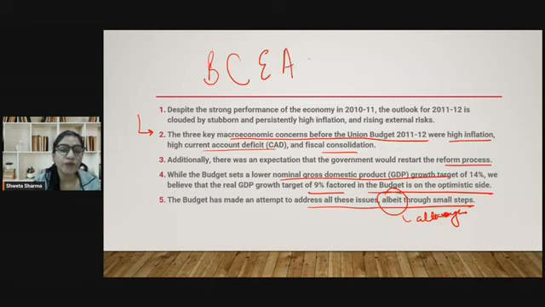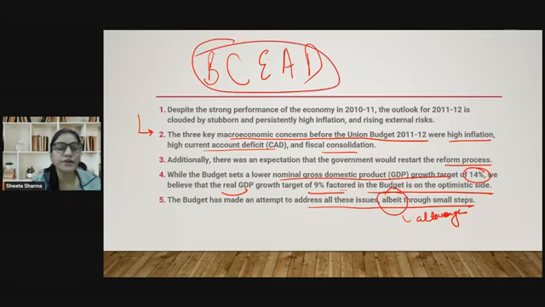So we have A, and then eventually, while the budget sets a lower nominal gross domestic product growth target of 14%, we believe that the real GDP is going to be less than that. The target of 9% factored in the budget is on the optimistic side. So BCEAD is the correct sequence we have.